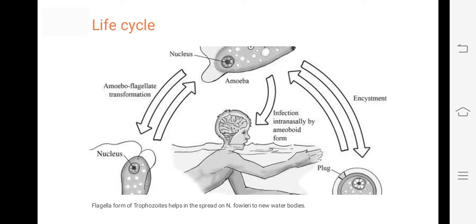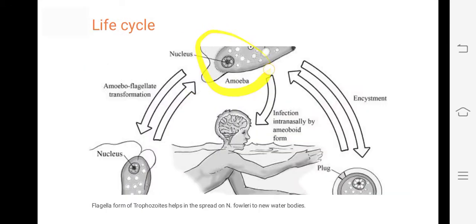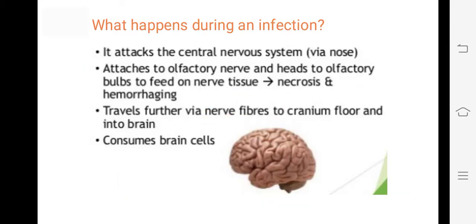The flagellate form of the trophozoite helps in the spread of N. fowleri into new water bodies. That is why this is also important in the spread of the amoeboid form. So let's go over its pathogenesis, or what happens during an infection.